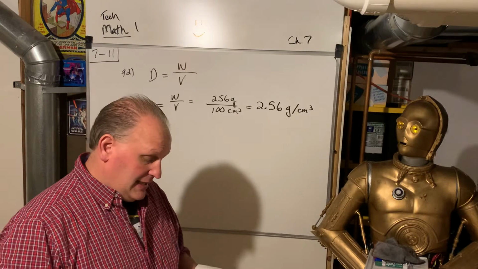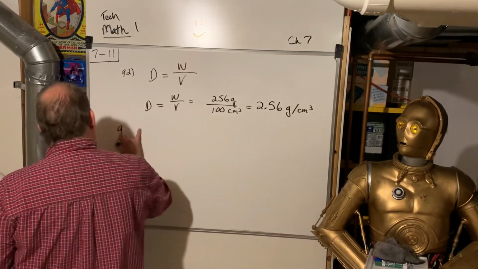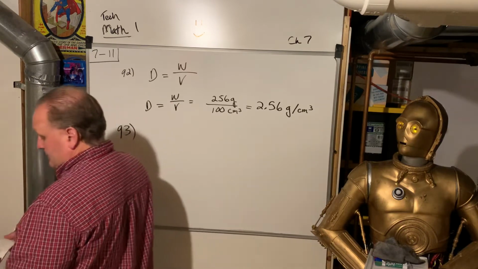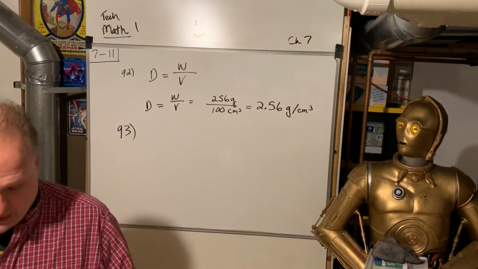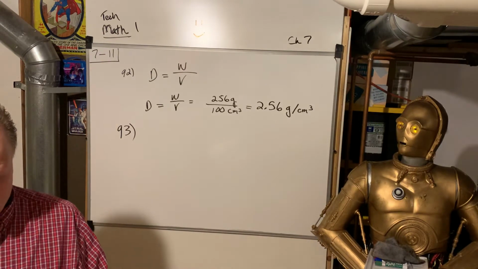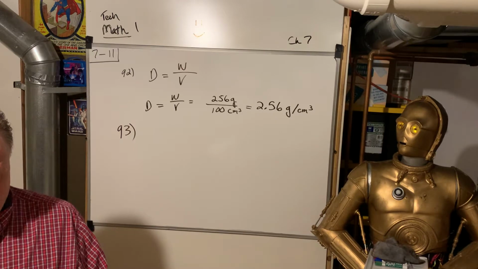Let's look at 93. What do they ask about with 93? It says, how much does 33.4 cubic inches of steel weigh? I don't know. Let's see.